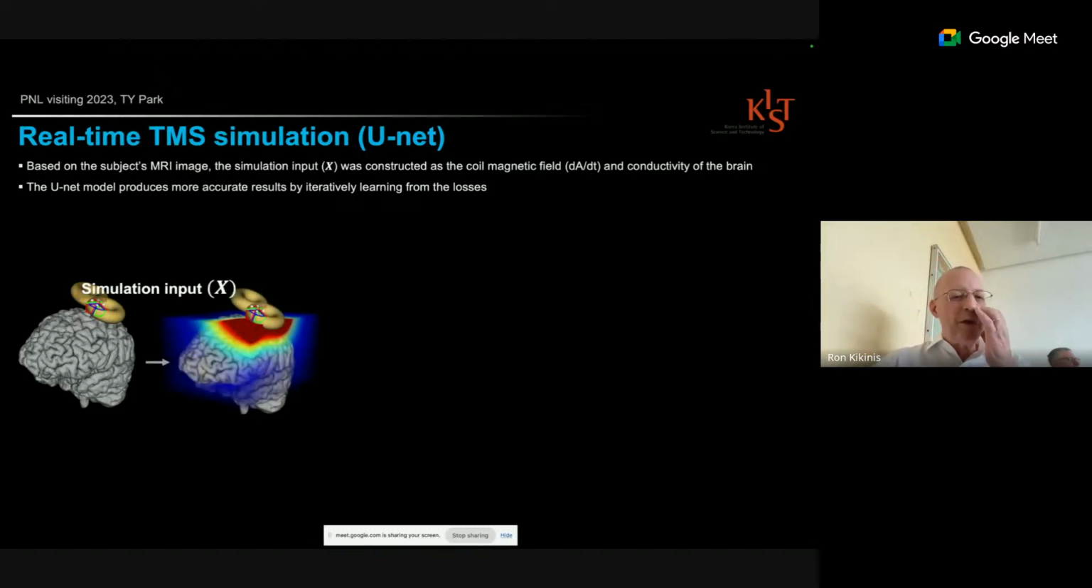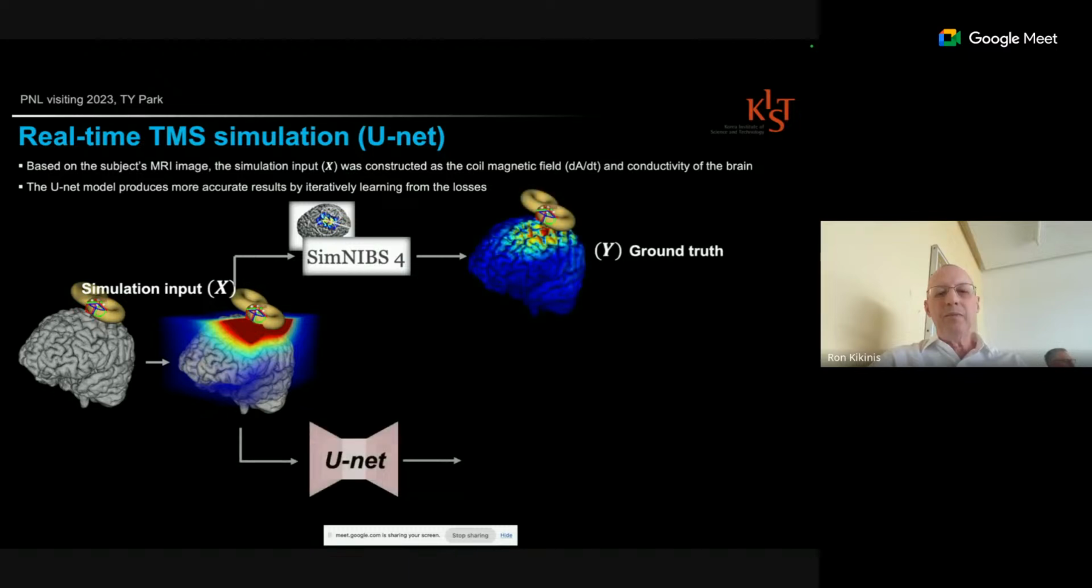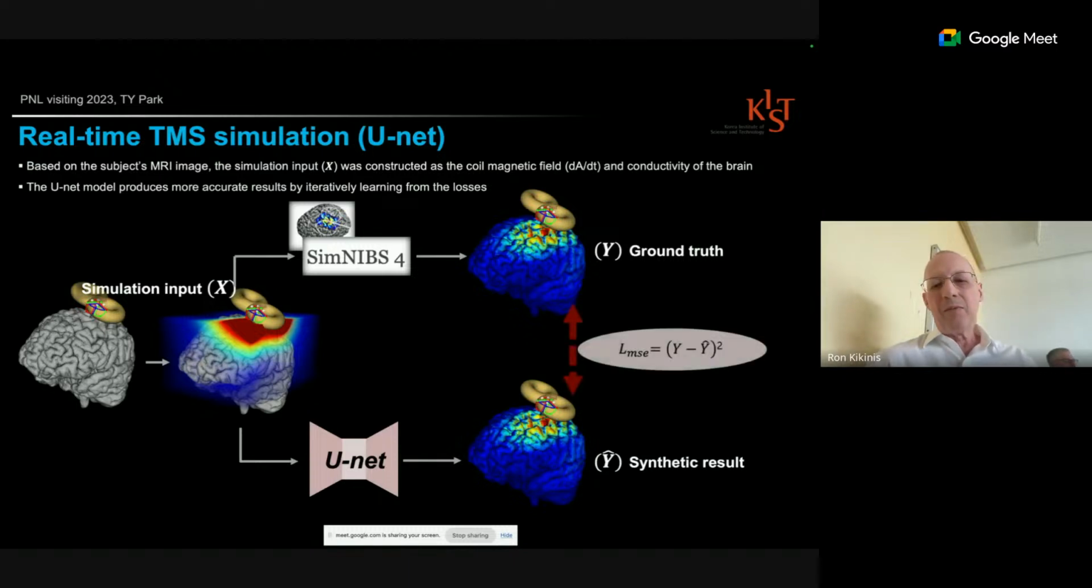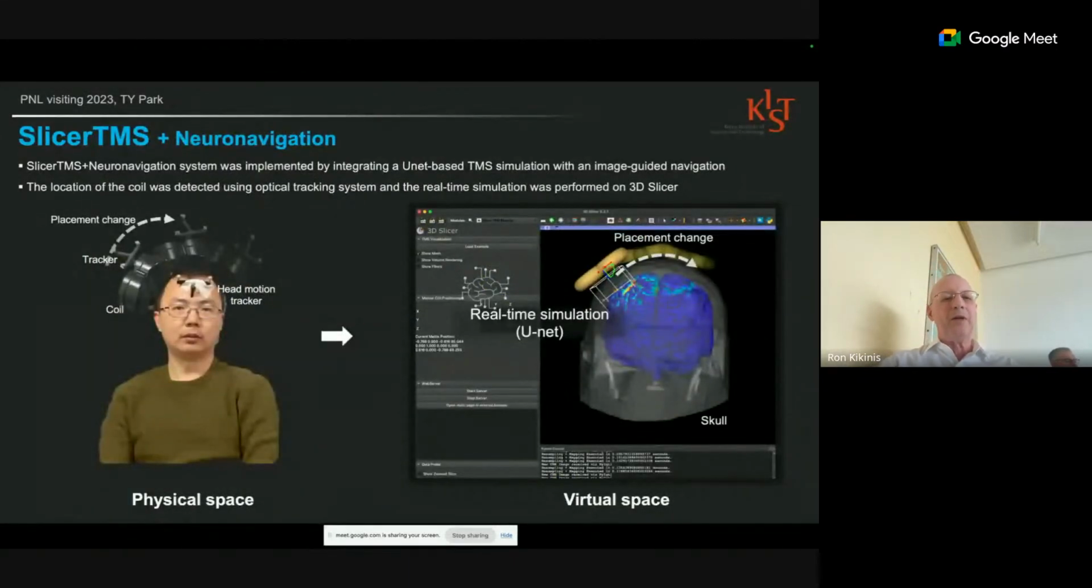What we see here is that they ran a simulation of the magnetic field on the brain. I'm going quickly, first of all because I'm running out of time, and second because I really don't know a lot about the details. But what can be done, again, here you see the setting.